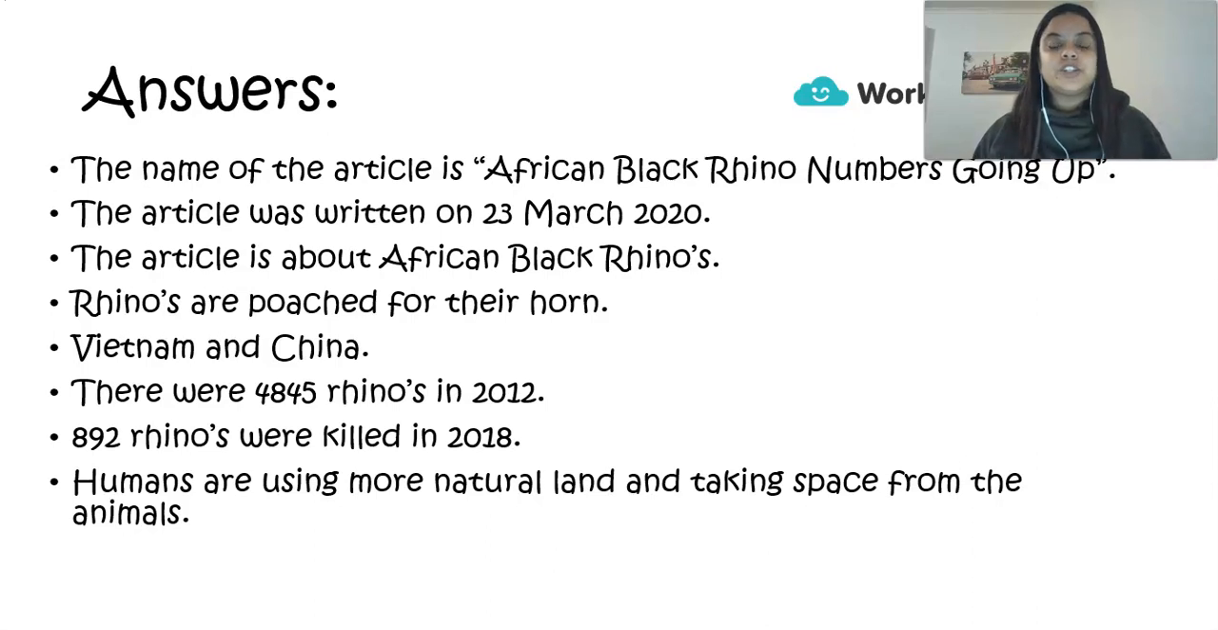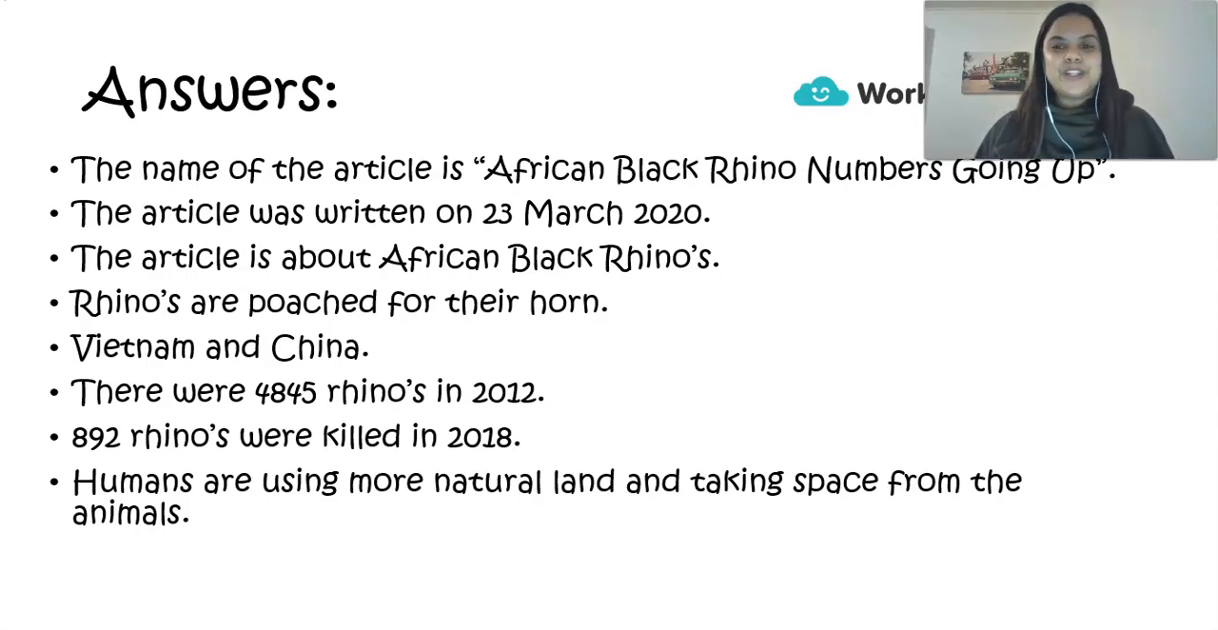So in the last section of the article, they speak about if we really want rhinos to increase, we actually have to consider humans decreasing the amount of natural land that they are taking, so that we can make more space for these animals.